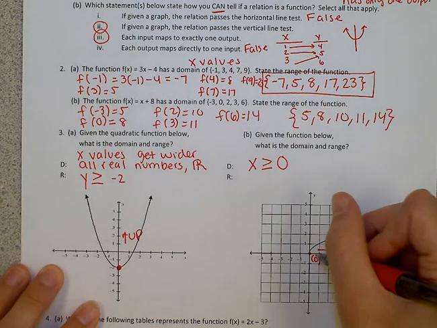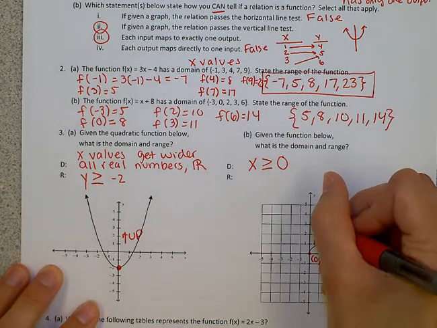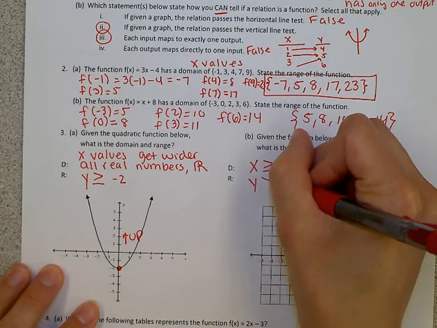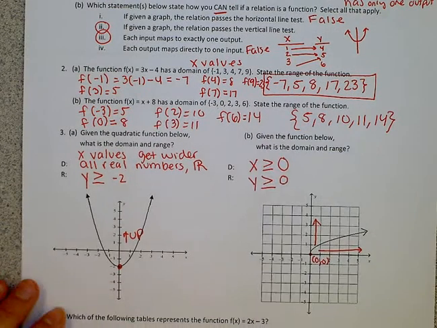Y, we look up and down for y. There are no negatives for y, but y does start at 0 and gets bigger, so the range is greater than or equal to 0.